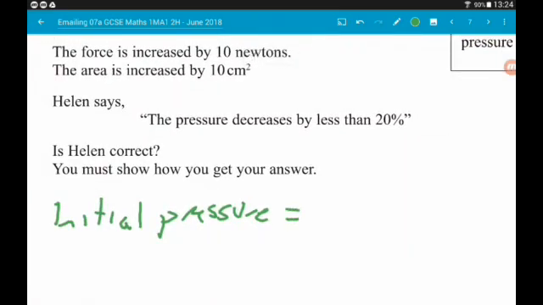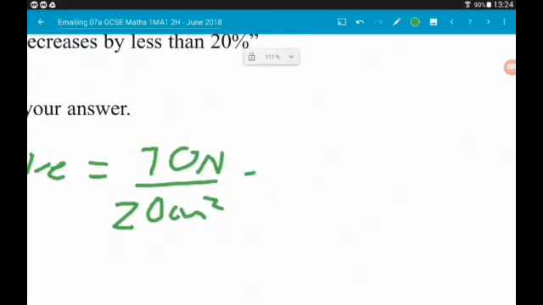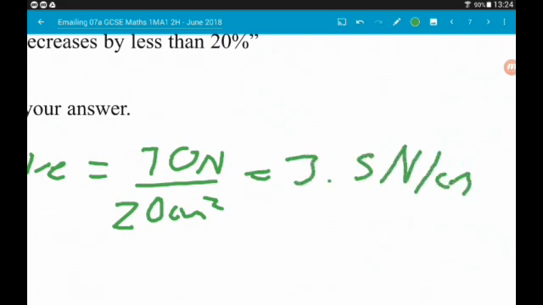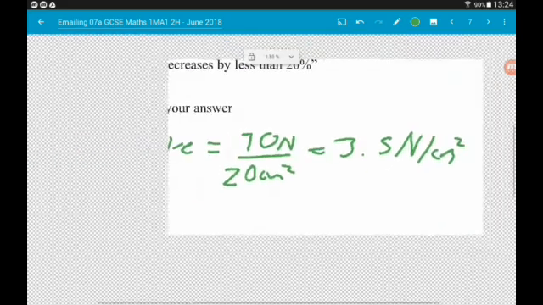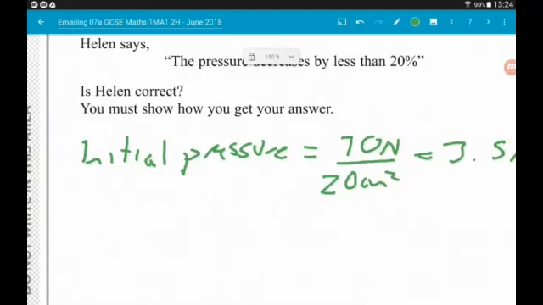So, 70 newtons over 20 centimetres squared. That simplifies, or as a decimal, is 3.5 newtons per centimetre squared. Then we'll call this the new pressure.